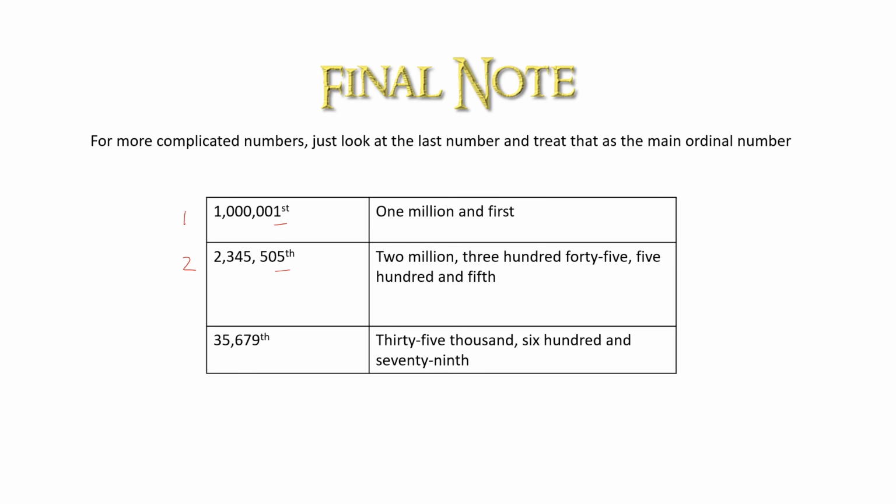So you say 2,345,505th. For the third number, it ends with a 9, and you add a th once again. So that would be ninth. And you simply say 35,679th.